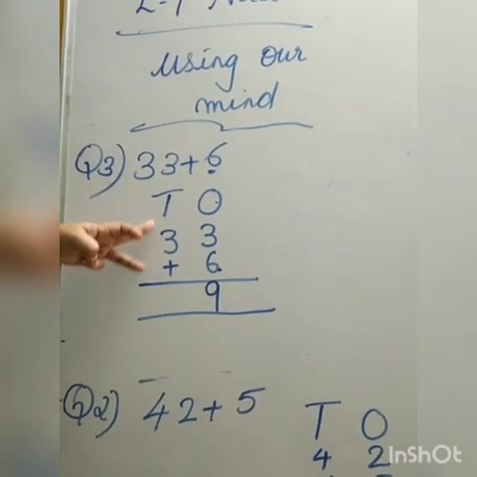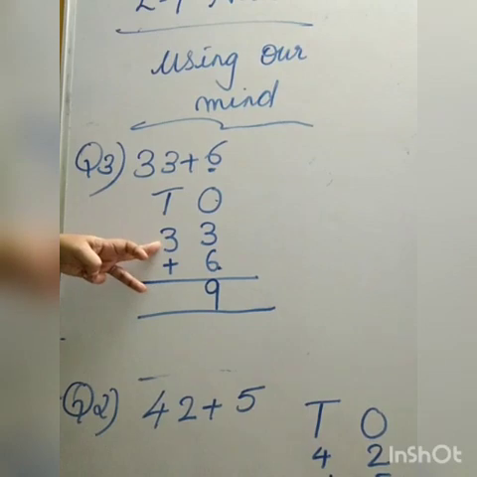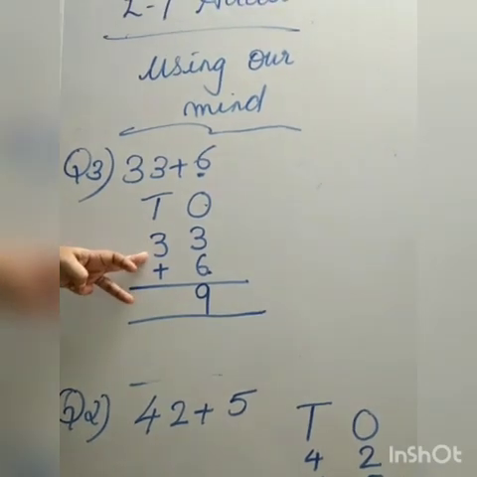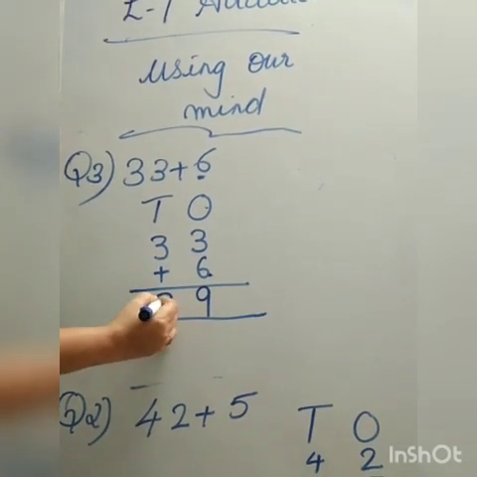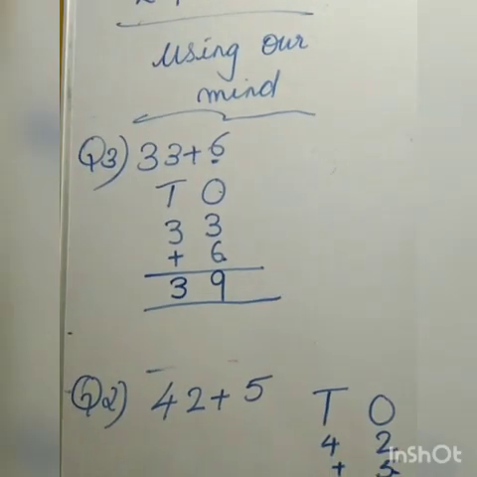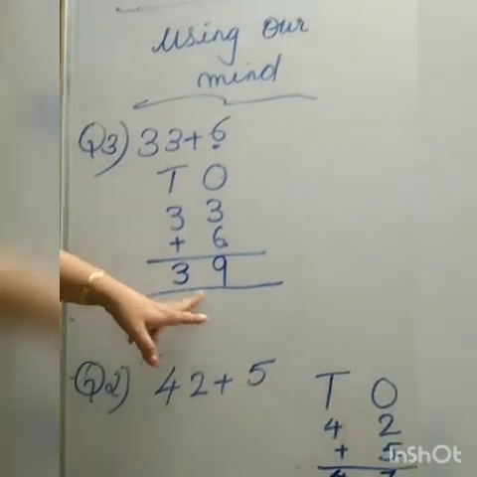Now move to the tens place. In the tens place, which is the number? Only 3 is given. So we write it as it is, 3. The answer is 39.